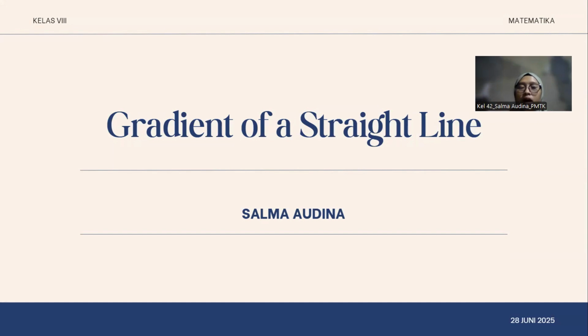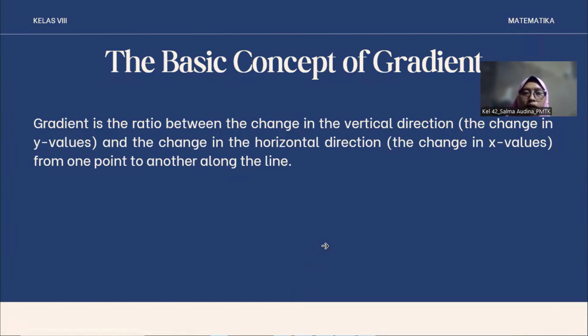In this video, I am going to talk about how to determine the gradient of a straight line. But do you remember or do you know what gradient is? Mathematically, gradient is the ratio between the change in the vertical direction, the change in y values, and the change in the horizontal direction, the change in x values, from one point to another along the line.